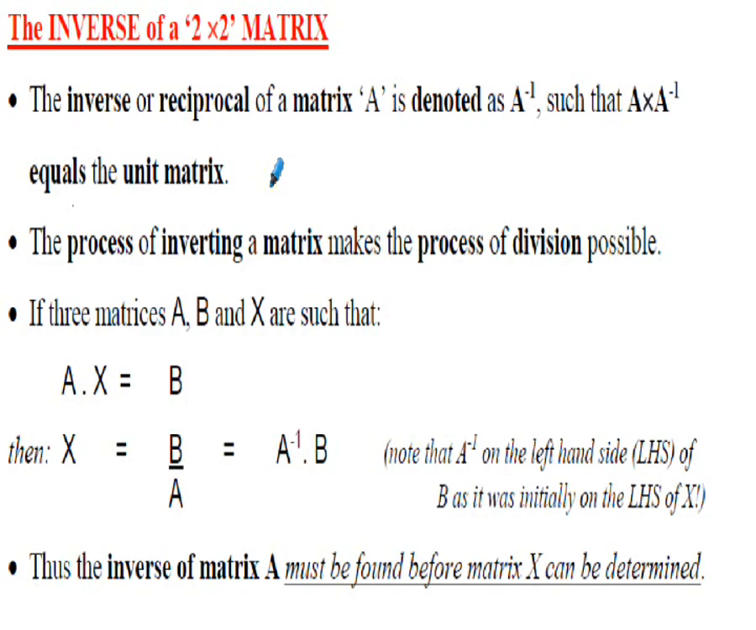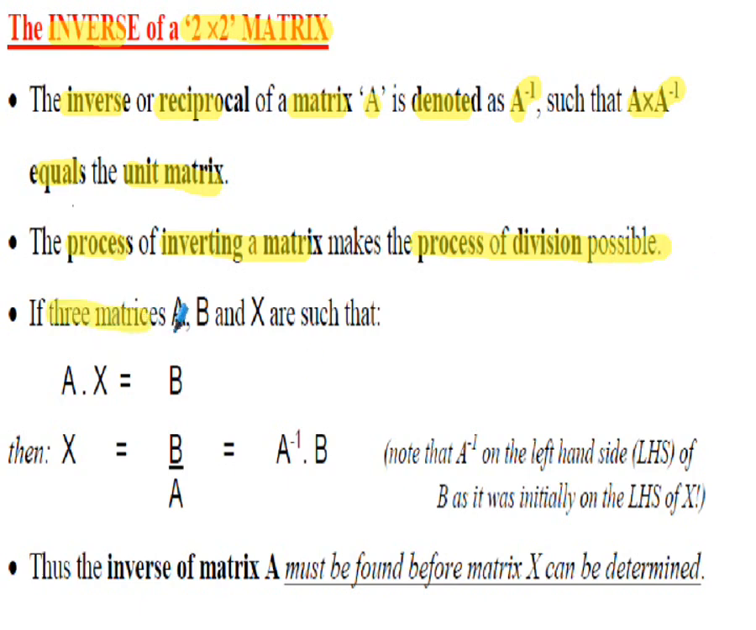To solve two linear simultaneous equations, we have to first find the inverse of a 2 by 2 matrix. The inverse or reciprocal of a matrix A is denoted by A to the negative 1, such that A multiplied by A to the negative 1 equals the unit matrix, as outlined in a previous presentation. The process of inverting the matrix allows the division in matrices to be undertaken.